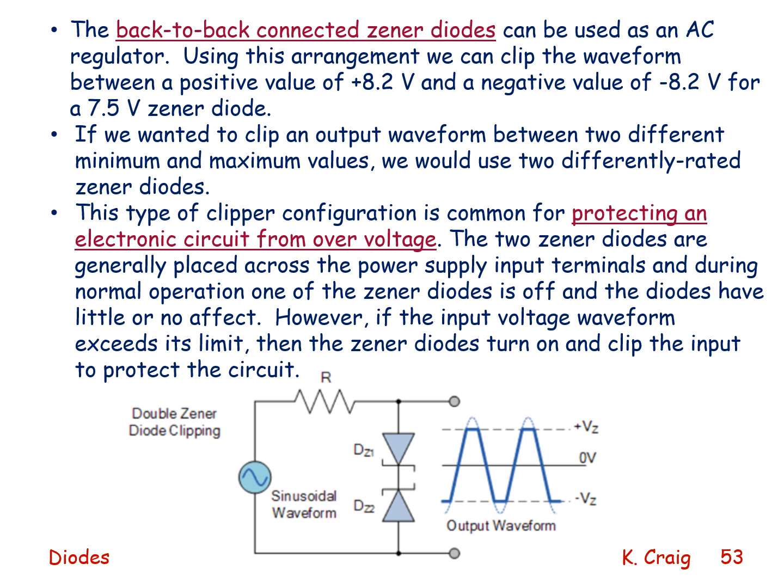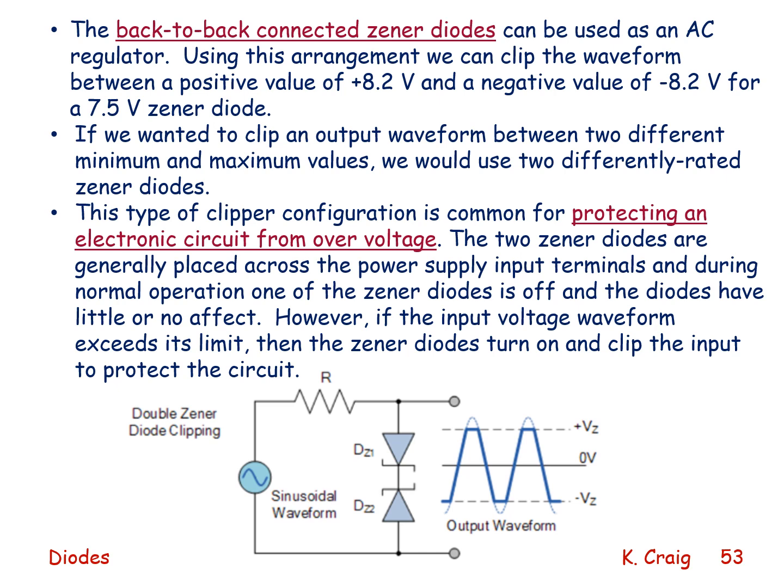The back-to-back connected Zener diodes can be used as an AC regulator. Using this arrangement, we can clip the waveform between a positive value of 8.2 volts and a negative value of minus 8.2 volts for a 7.5 volt Zener diode. If we wanted to clip an output waveform between two different minimum and maximum values, we would use two differently rated Zener diodes. This type of clipper configuration is common for protecting an electronic circuit from overvoltage.